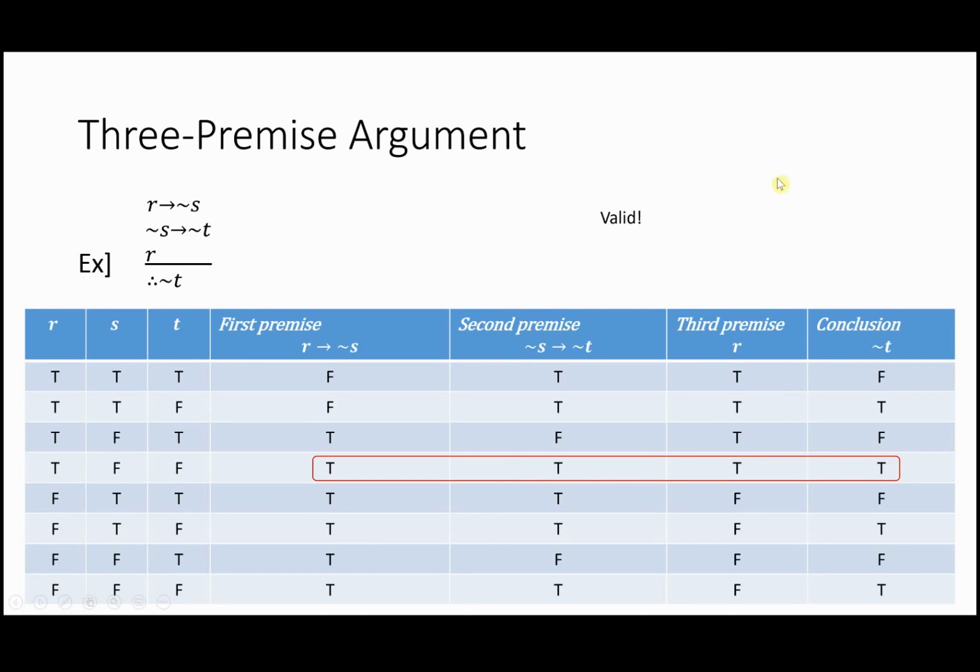There was not, for this particular argument, more than one case in which all 3 premises were true. And in that one case, the conclusion happened to be true, so that makes the argument valid, okay? If there was a case in which there was true first premise, true second premise, true third premise, and then a false conclusion, that would have made the argument invalid, but that did not happen, so therefore this argument is valid.